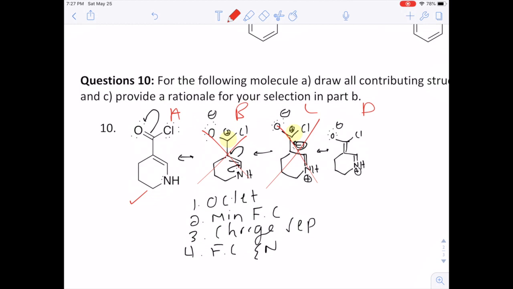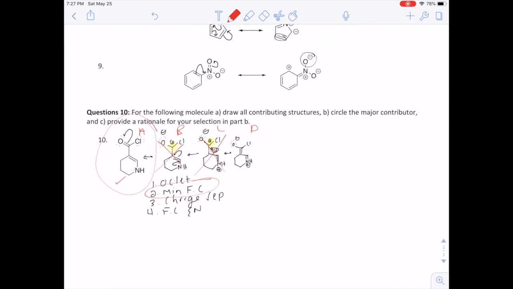Number 2, the next thing is minimize formal charge. Well, you see on the molecule labeled A, there are no formal charges, but on molecule D, there are formal charges. So clearly, that is the rule that was violated, so structure A is going to be the major contributor. So you would just say, structure A is the major contributor because we minimize formal charges. All right, and that's pretty much all that there is for resonance, so just follow those guidelines and you'll be golden.